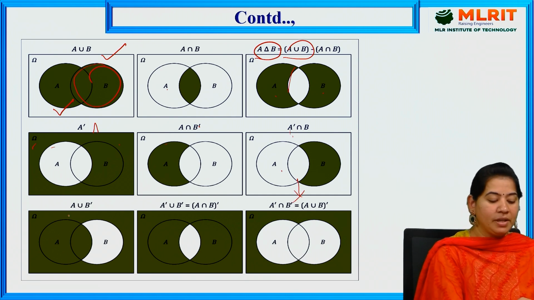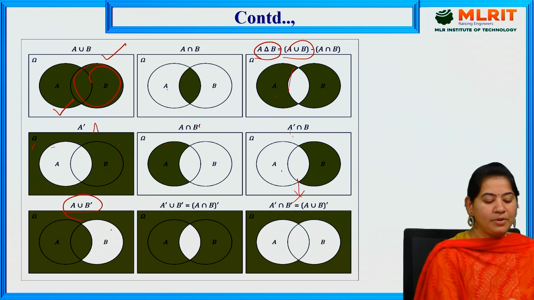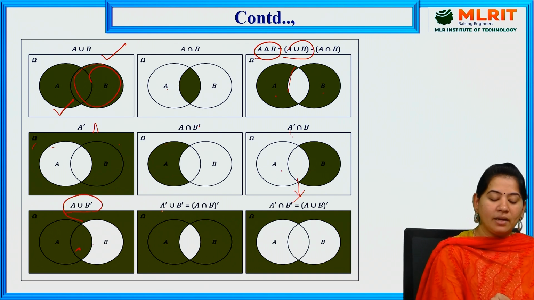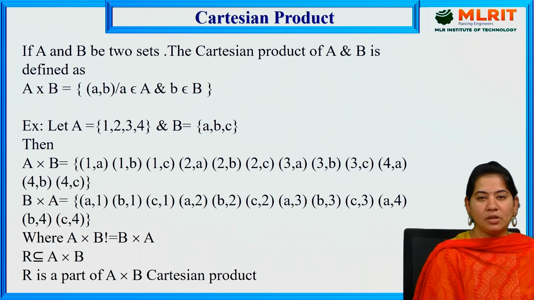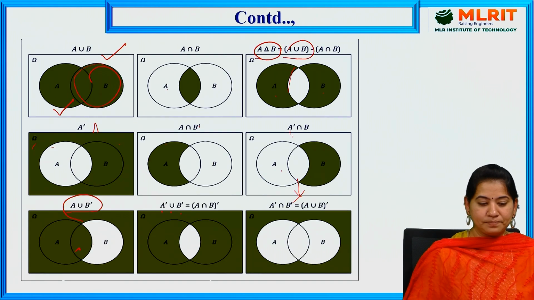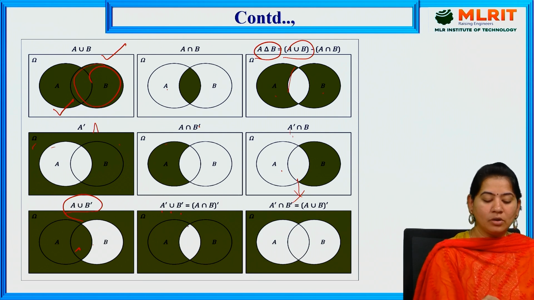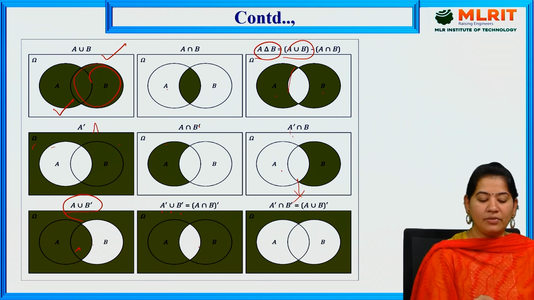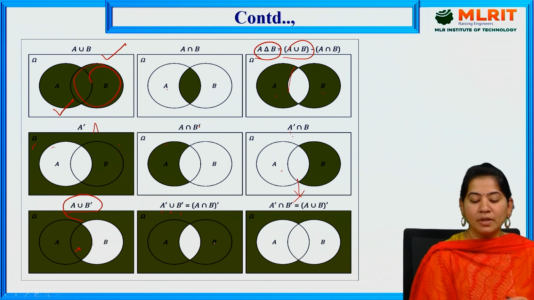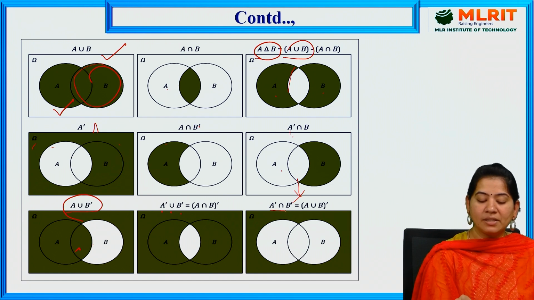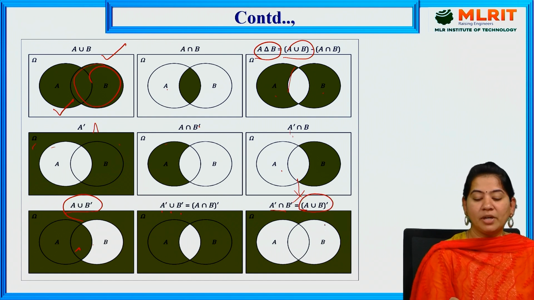So here A union B part means except B part, which is common, it will be included. And here A dash union B dash is equal to A intersection B whole dash, means only the common part will not be shaded and everything else will be shaded here. So here A dash intersection B dash is A union B whole dash, which is nothing but total A and B part we will not shade, the remaining universal part we are shading here.